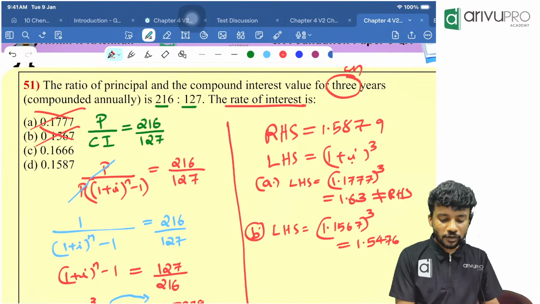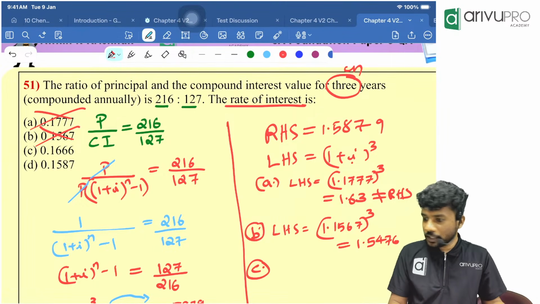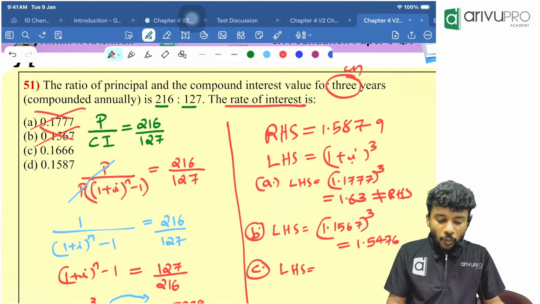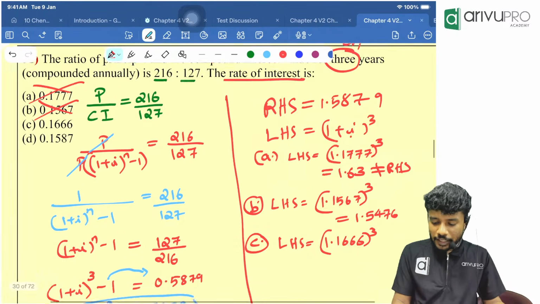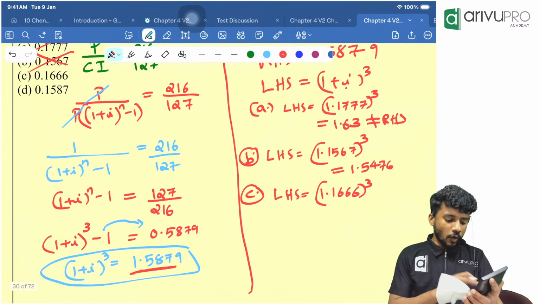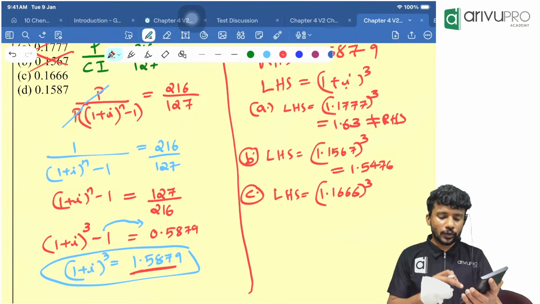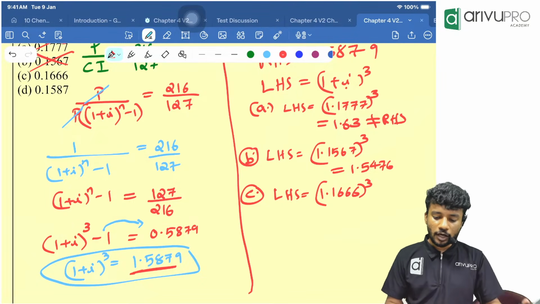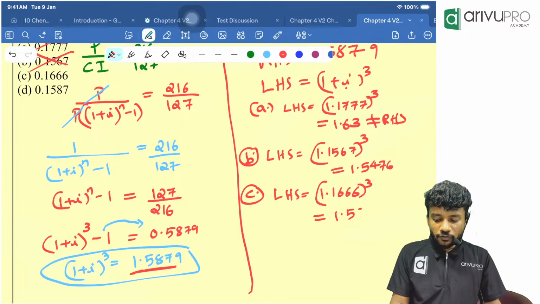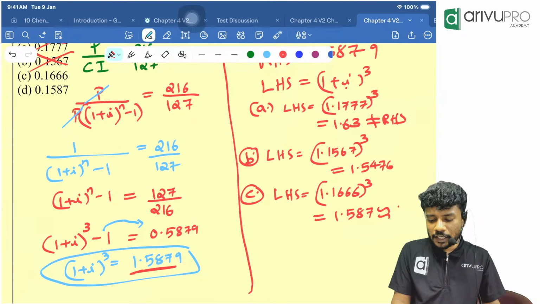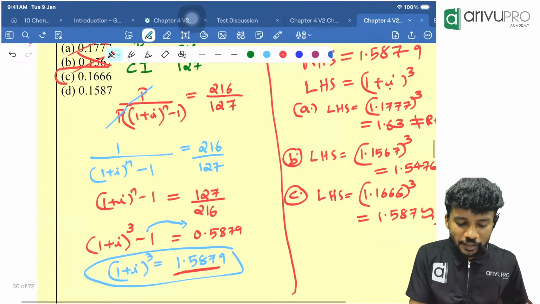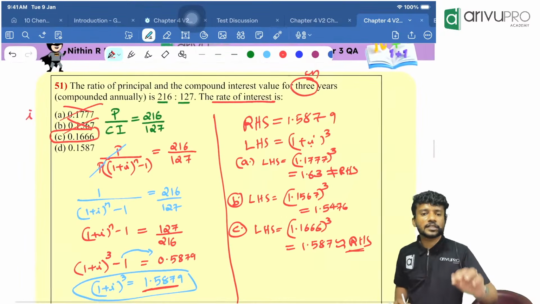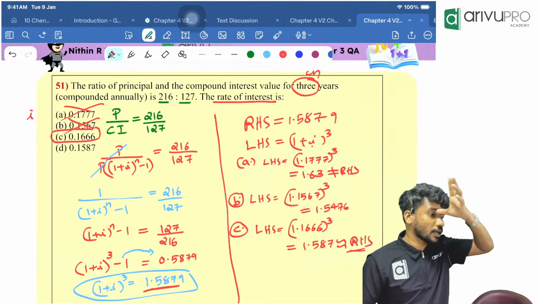Check the next option. Option C we are trying. LHS is 1 plus I, which becomes 1.1666, the whole power 3. Take your calculator and try. 1.1666 multiplied 2 times. How much did you get? 1.5879, something like that, which is approximately equal to your RHS. So which option is the answer? Option C.